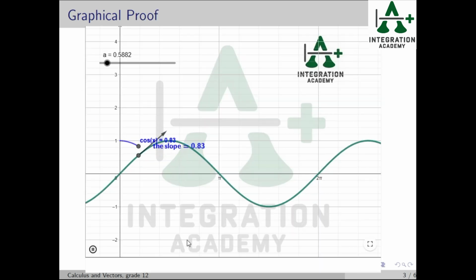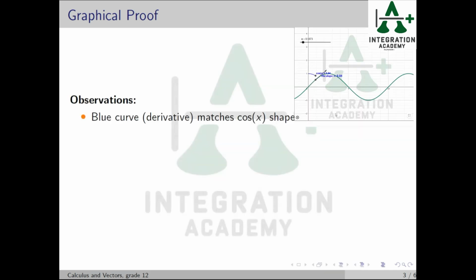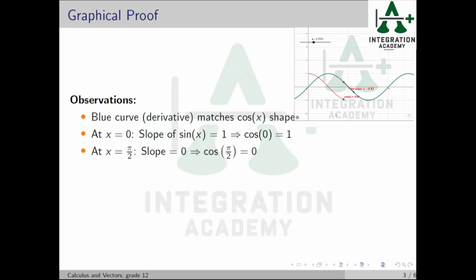Notice the blue curve tracing the slopes of the red sine wave. Observe, at x equals 0, the slope of sine is 1. Cosine of 0 is also 1. At x equals pi over 2, the slope becomes 0. Cosine of pi over 2 is 0.